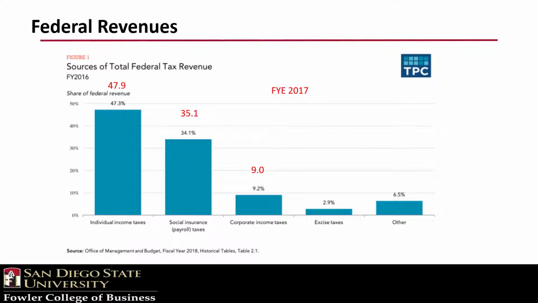So let's talk about where the federal government gets its revenues from. You can see that the vast majority of tax revenue at the federal level comes from individual income taxes. The next biggest is payroll taxes, then corporate income taxes, excise taxes, and then everything else under the sun is smashed into the other. And the red figures represent the fiscal year end 2017 data. You can see there hasn't been a lot of change between 2016 and 2017.